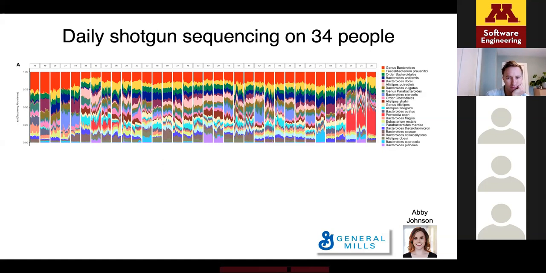There's a lot of that red at the top. So there's a lot of this Bacteroides genus. Almost everyone has that. Prevotella copri seems pretty rare, but a couple of them have pretty wide bands of it.